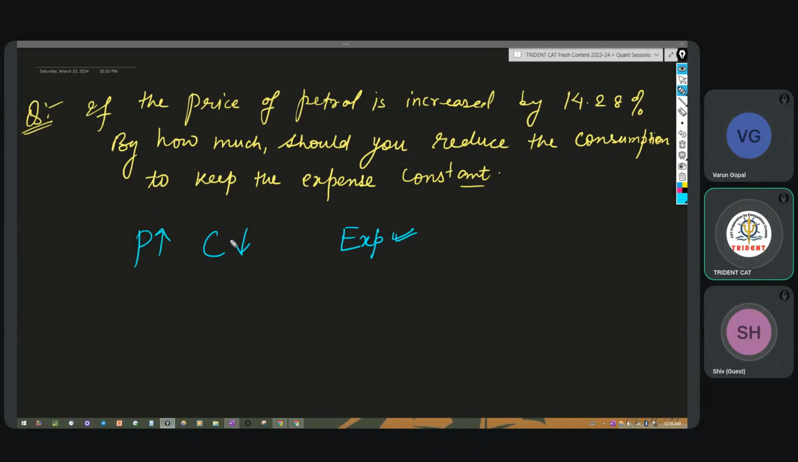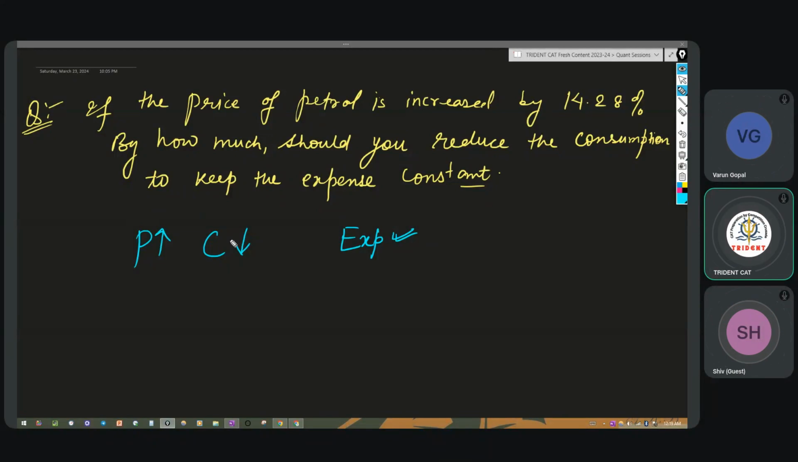Yeah, you're audible. This is just a question. Can you read the question? I'll read it for you. The price of the petrol is increased by 14.28%. By how much should you reduce the consumption to keep the expense constant?